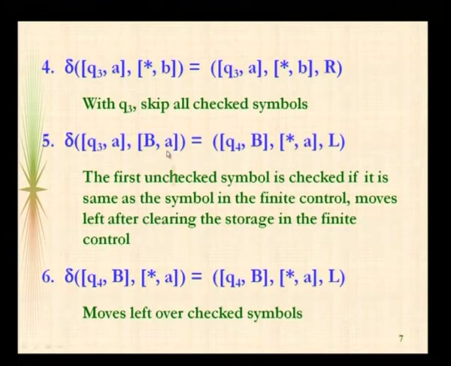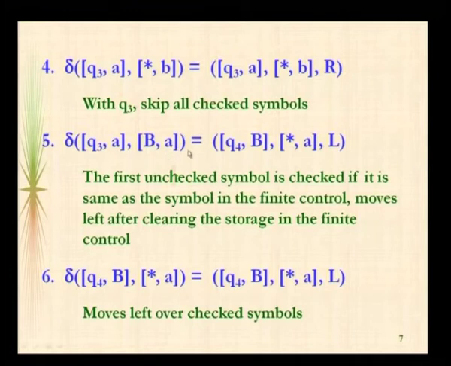So, if the first unchecked symbol after skipping the checked symbols is identified, then it should be the same as the symbol we have in the finite control storage. The finite control storage has the symbol A, and the new symbol, the unchecked symbol, is A. If both are the same, then we can say that there is a match between the most recently stored symbol in the finite control and the very first unchecked symbol from the second part of the string.